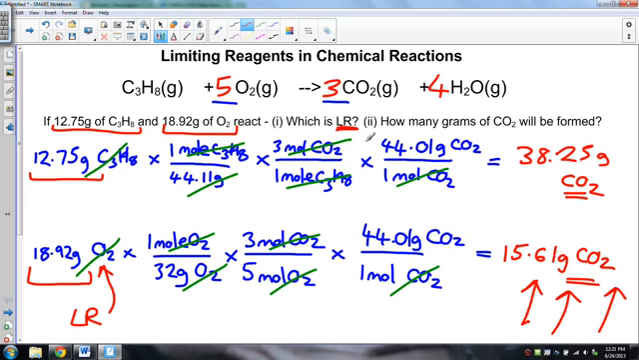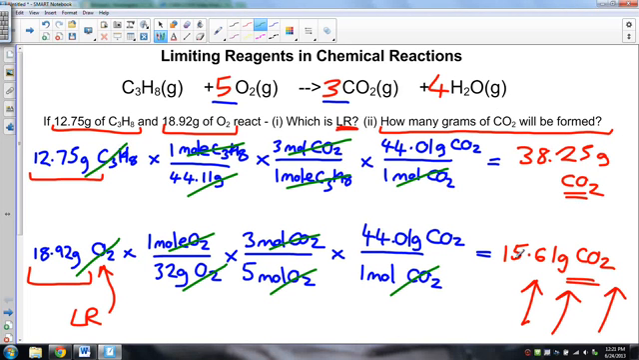And like I said before, the nice thing about this method is it allows you to answer part 2 at the same time as part 1. I could have calculated grams of H2O, the other product, if I wanted to figure out which was the limiting reagent, but I figured that since this question already asked me about grams of CO2, let's just use CO2 in part 1. And so how many grams of CO2 is going to be formed is going to be the amount formed from the limiting reagent.